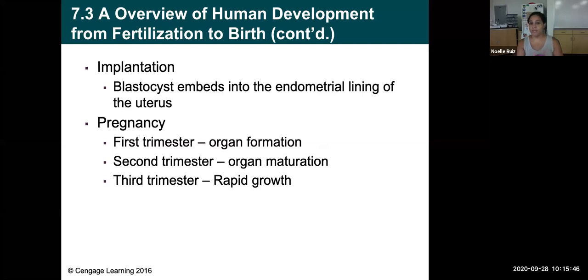Implantation, the blastocyst embeds into the endometrial lining of the uterus. Women do not carry babies in their stomachs. They carry it in an organ called the uterus, which is right below your stomach, right below women's stomachs.